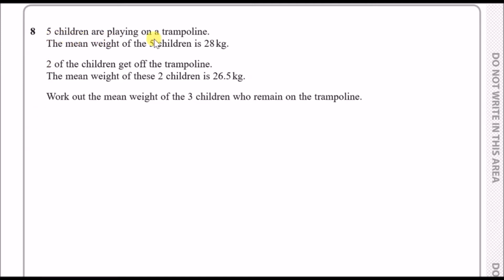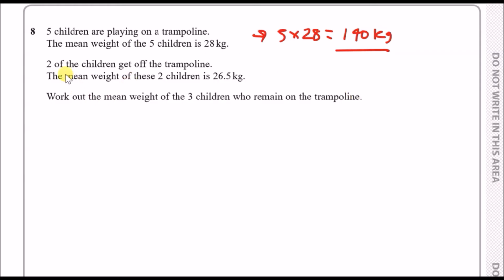Okay, question 8. So 5 children are playing on a trampoline. Now the mean weight of the 5 children is 28 kg. So before we read on, this implies that because every single child is about 28 kg, the total of 5 children is actually 5 times 28 kg. And doing that will give you a total weight of 140 kg for those 5 children.